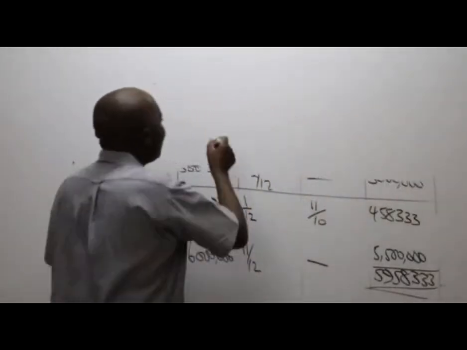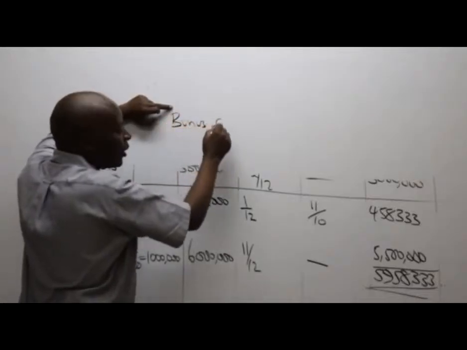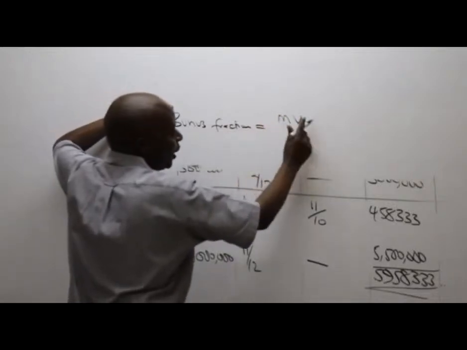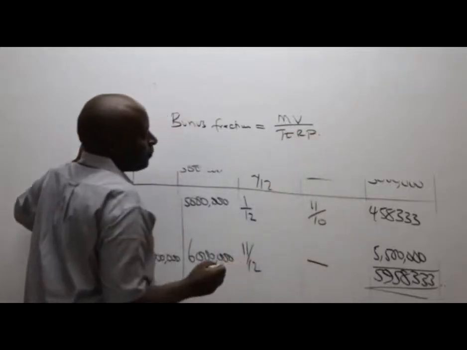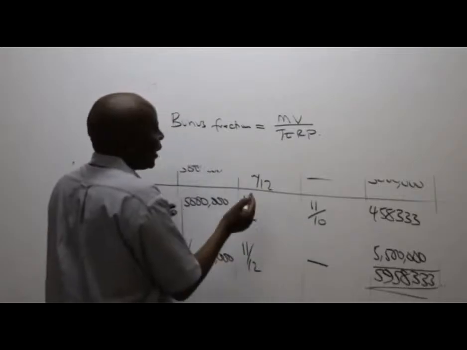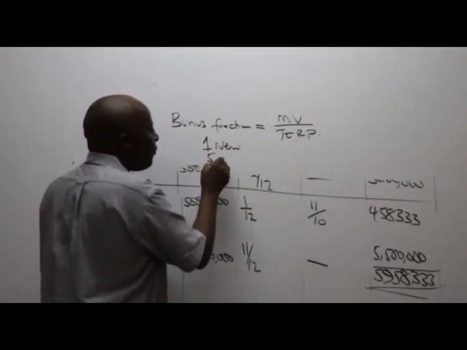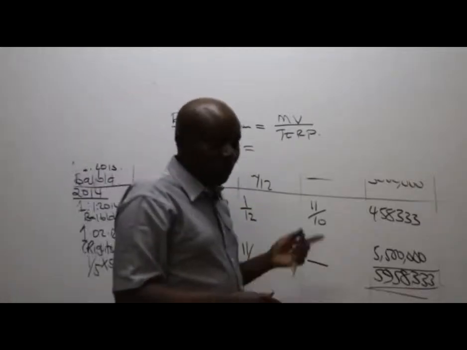Hii fraction tunaita bonus ama rights fraction, bonus fraction. What we've done is to take the market value before the rights divided by what we call the theoretical ex-rights price. And remember, to get the theoretical ex-rights price is very easy. Like here they have told us it is 1 new for every 5 old shares. That is what they have told us.